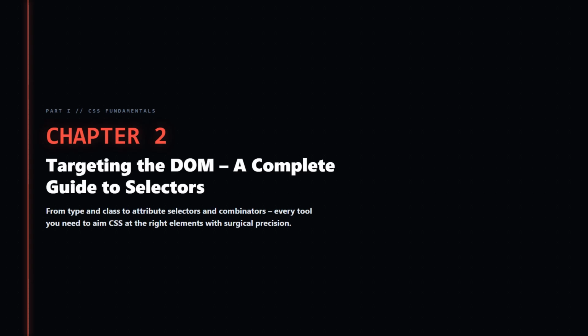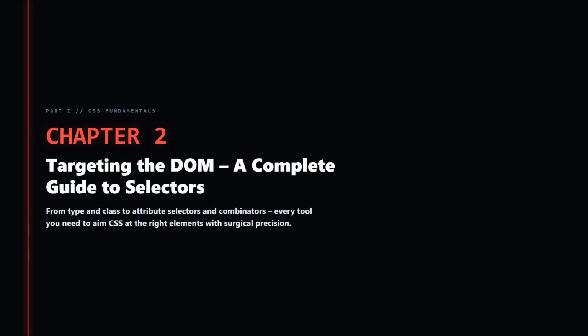Chapter 2. Targeting the DOM, a complete guide to selectors. Welcome to Chapter 2. Now that you know how to get CSS into the browser, the next essential skill is aiming it. Selectors are the targeting system of CSS. They let you say exactly which elements should receive which styles.